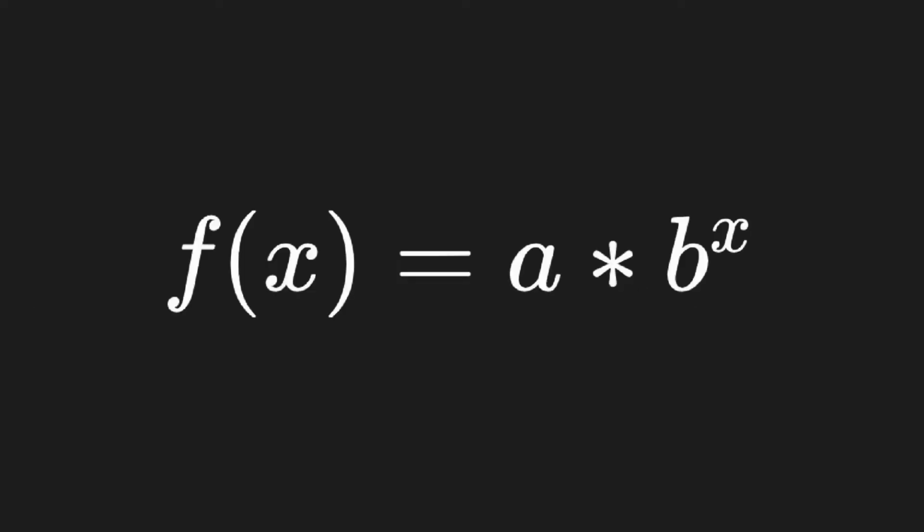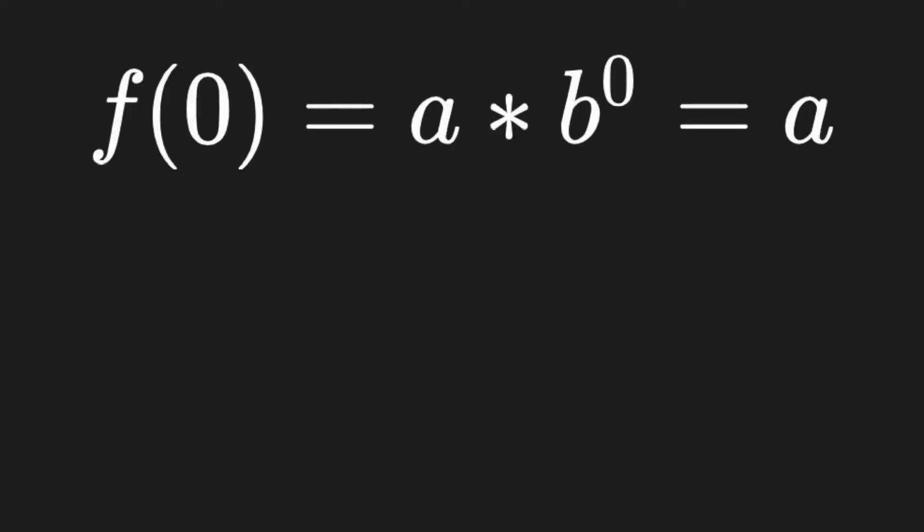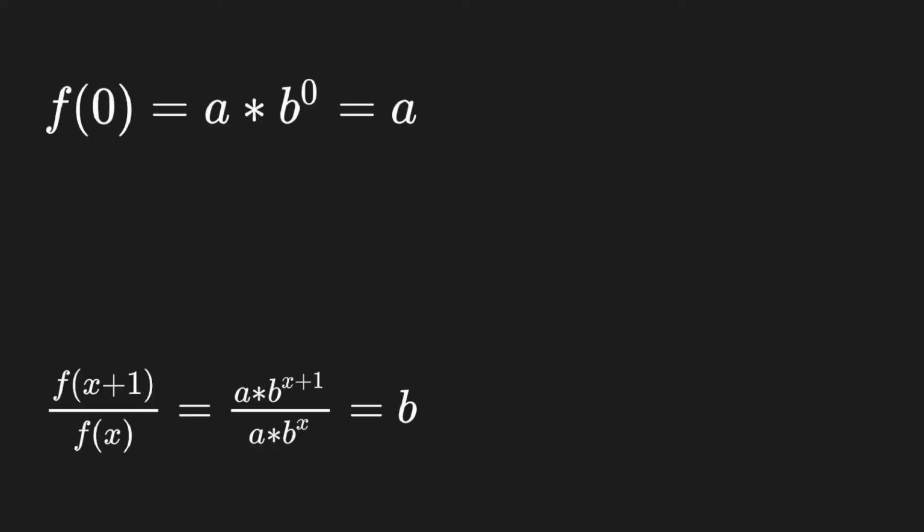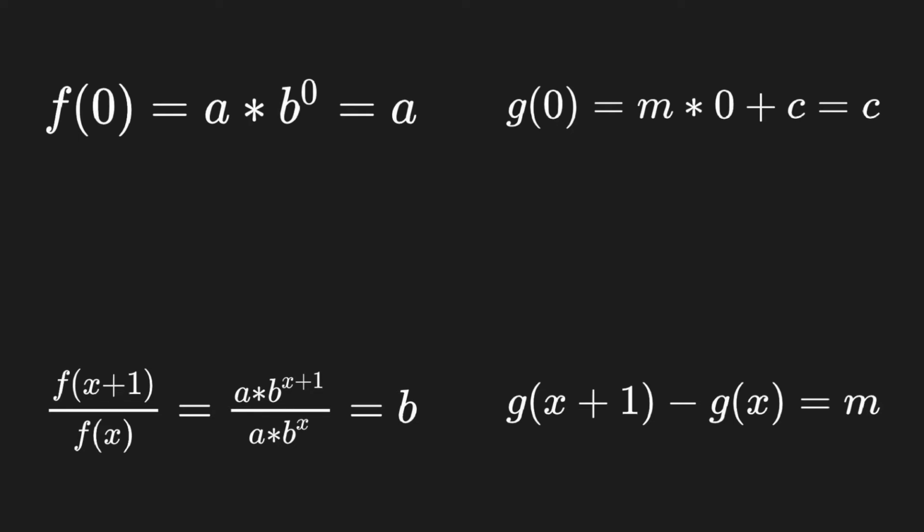Take exponential functions, for example. It is easy to see that a represents the y-intercept. When we let x equals 0, b to the x becomes 1, so f of 0 equals a. Also, b is the ratio between the y values at points 1 unit away from each other on the x-axis. In contrast, for linear equations, m, the slope, is the difference between the y values at points 1 unit away from each other on the x-axis. In exponential functions, b is a sort of multiplicative slope. Also, for linear equations, c is the y-intercept.